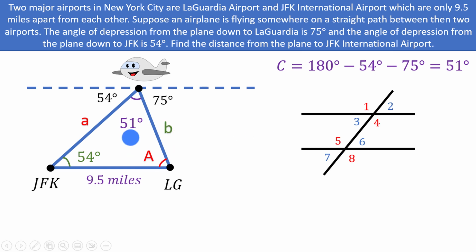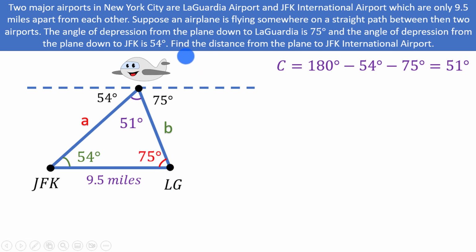Now, we could solve for the missing angle using the idea that the interior angles of a triangle must sum to 180 degrees, or we can use our image. 75 degrees is in the position of angle 4. A is in the position of angle 5. Angles 4 and 5 are alternate interior angles, and will therefore be equal, so therefore angle A must be 75 degrees. At this point, we have all of the information we need in order to find the distance from the plane to JFK International Airport.